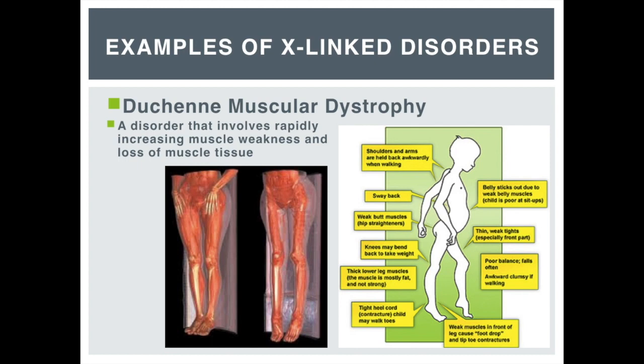Here's another X-linked trait, muscular dystrophy. So basically this disorder involves a rapid increasing of muscle weakness or loss of muscle tissue. As you can see, the left picture shows normal muscle tissue and the right, okay, very weak, very small.